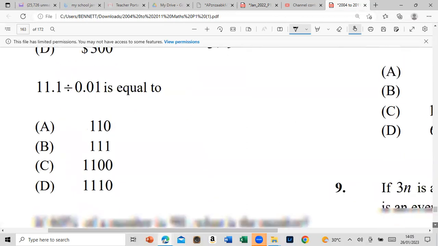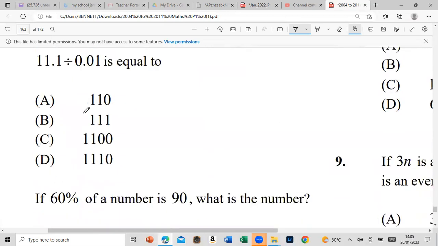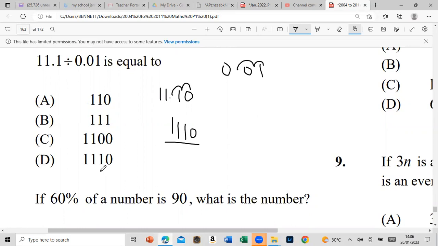Alright. This one now, 11.1 divided by 0.01. So first, we're going to change 0.01 to a whole number. So it becomes 1, moving 2 places. So we're going to do the same thing for this one. We're going to move 2 places. 1, 2. So this becomes 1110 divided by 1. So our final answer is this. Any number divided by 1 is the number itself.